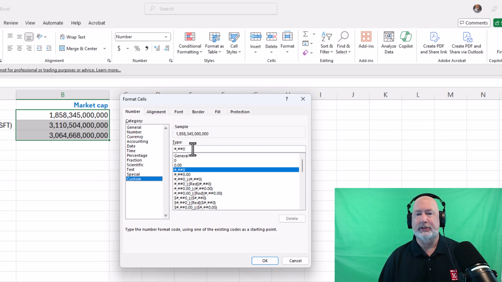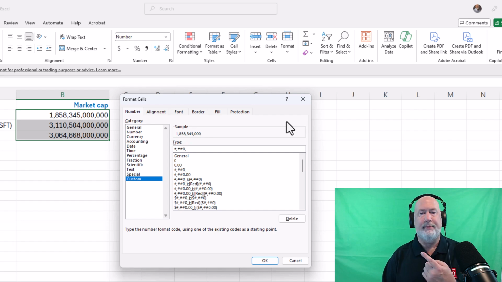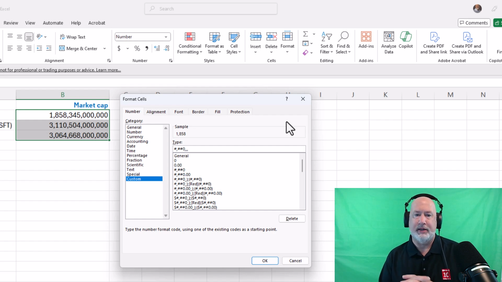B2. Here's the trick. Click to the right of the zero and then start using commas. So here is the first comma right here, the second comma, the third comma. So now I am at 1,858 billion, which is the correct number for the trillions.